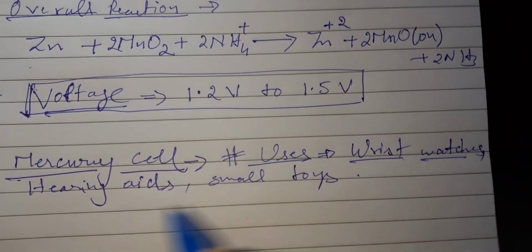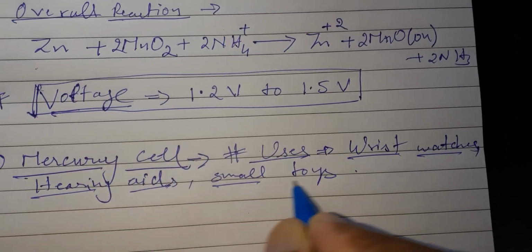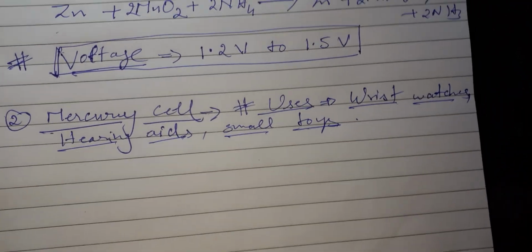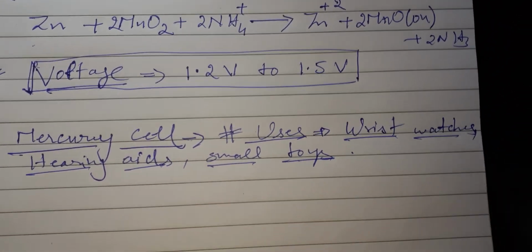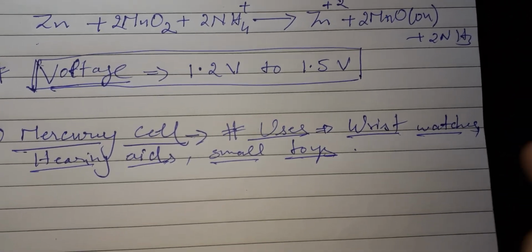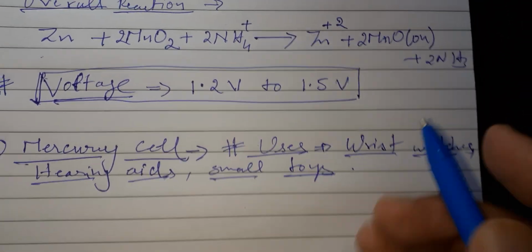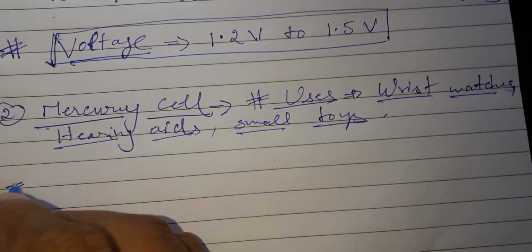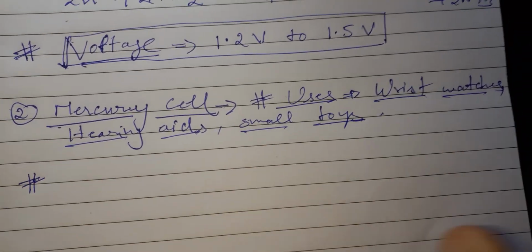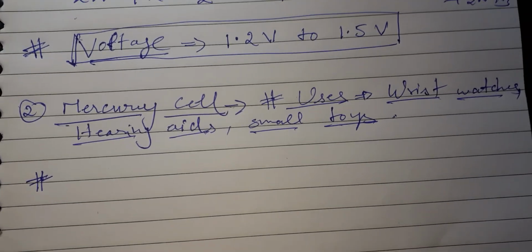So these are commonly used cells in our daily life. Wrist watches, hearing aids, small toys and many more places are their uses also, but they commonly look like this. So in this case, what are the anode, cathode and electrolyte of the mercury cell?